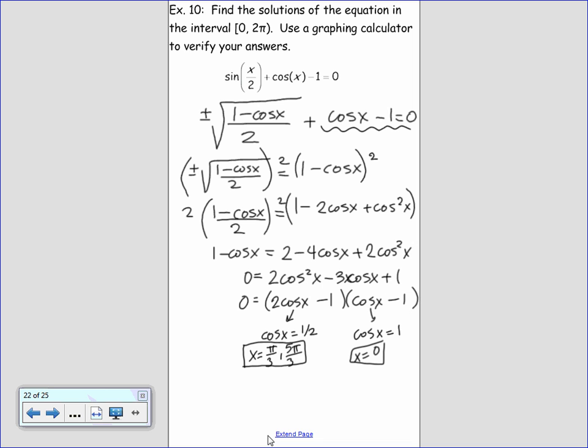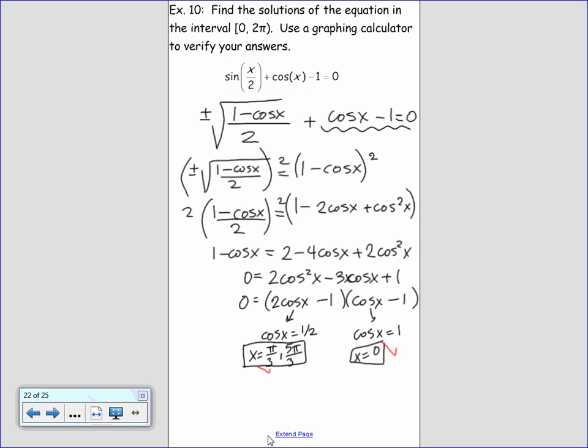So what if I check 0? What's the sine of 0 plus the cosine of 0 minus 1? Sine of 0 is 0, cosine of 0 is 1. I have a minus 1. That checks out, so this is definitely an answer. Let's try pi over 3. If I plug in pi over 3, this is really the sine of pi over 6. Sine of pi over 6 is 1/2. So this turns out to be 1/2 plus 1/2 minus 1 equals 0. And I like that. That makes me happy.